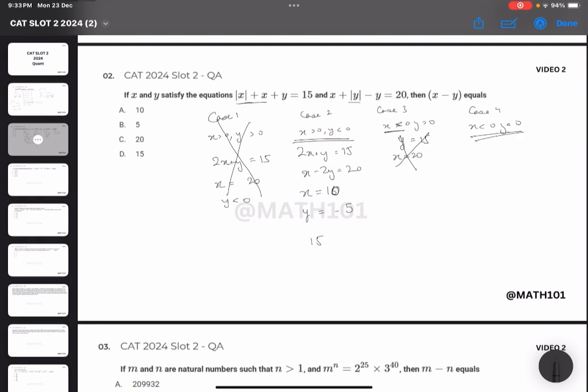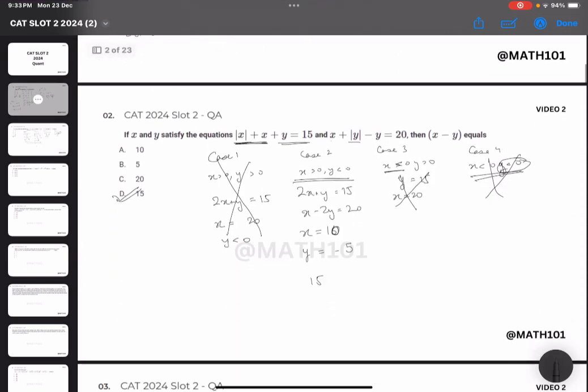X less than 0, y less than 0. So again x would be opened as minus x. These get cancelled. We get y equals to 15. But we have assumed that y is less than 0. So case 4 is also rejected. So answer is simply D, 15. Again D and D.